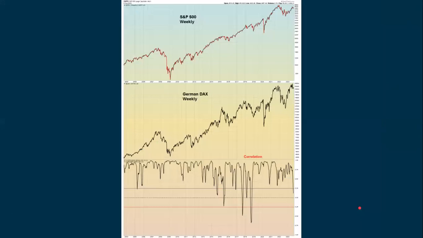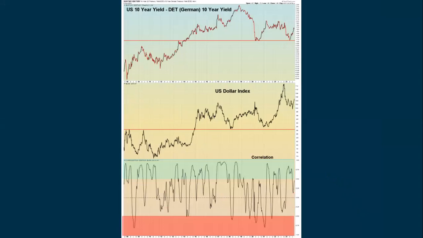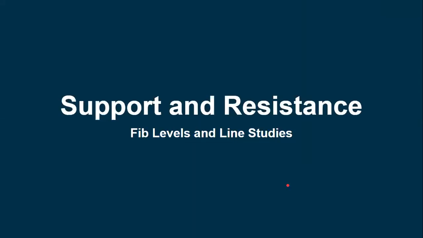Then we look at a weekly chart of the S&P and a weekly chart of the German DAX, which is their main index. Sometimes there's a strong correlation between the two. Well, this is really dropping off now, so the correlation is just not happening right now. Then we look at the 10-year yield and we subtract the German 10-year yield. That gives us the result that we can plot up here on this top chart. And then down in the middle, we have the US dollar index. And sometimes there's a pretty strong correlation between the top chart and the middle chart. Right now, even though it's improving, we're not really seeing a strong correlation, but this could always change.